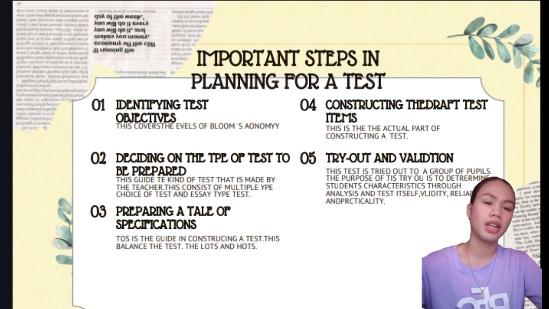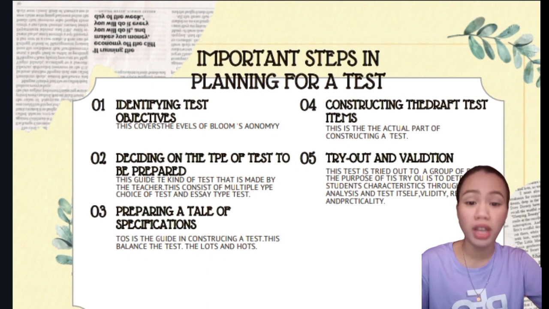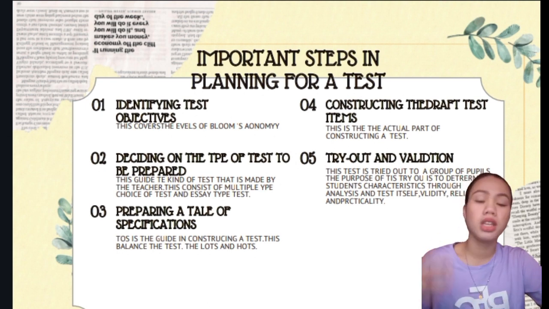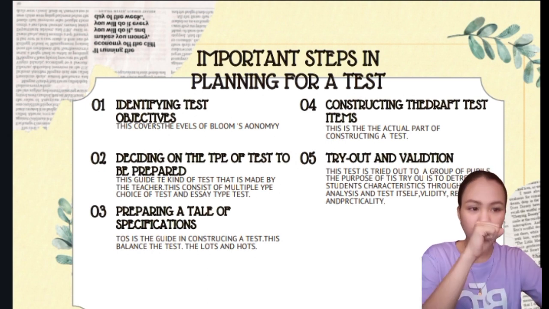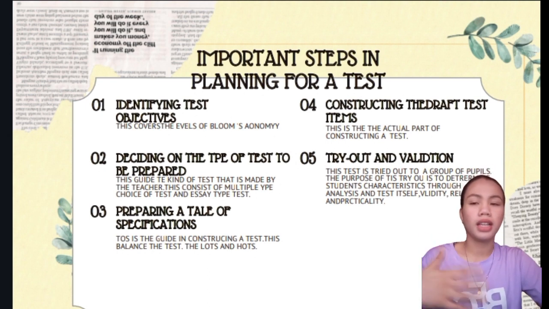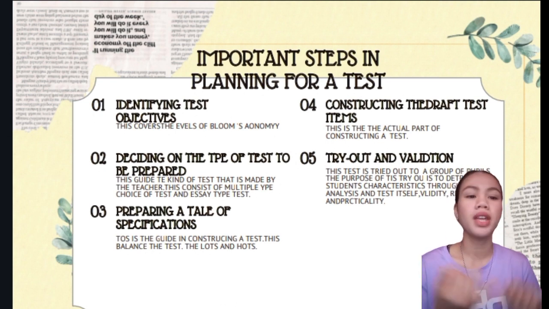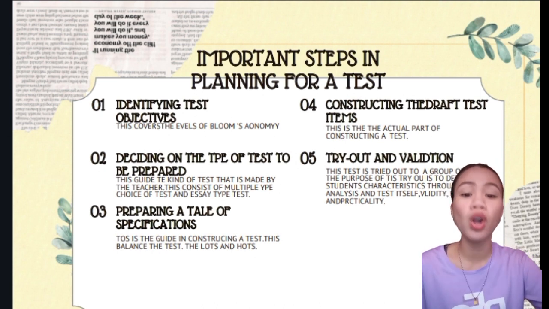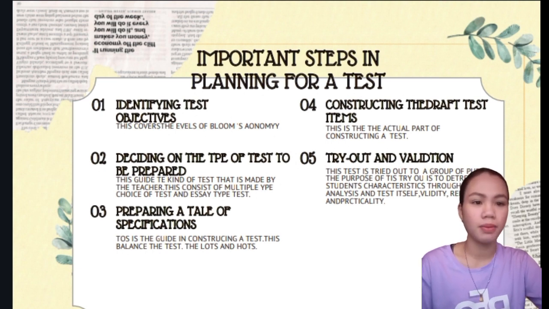So what is item analysis? Item analysis is a process which examines students' responses to individual test items or questions in order to assess the quality of those items and of the test as a whole. Item analysis provides the following: the difficulty of the item, the discriminating power of the item, and the effectiveness of each alternative for a multiple choice type of test.